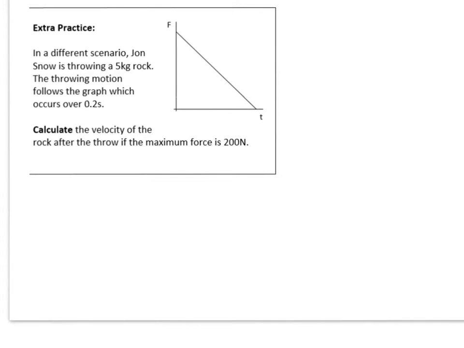So let's have a look at another question with a graph. So we've got Jon Snow throwing a 5 kilogram rock over a period of 0.2 seconds. So this takes 0.2 seconds, and it tells you the maximum is 200 newtons. So the first thing is to work out the impulse, which is the area. Because it's a triangle, that's going to be half times base times by height. So that's going to be 20 Newton seconds there.